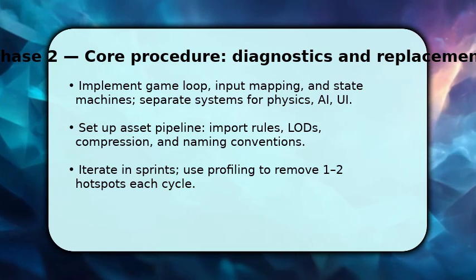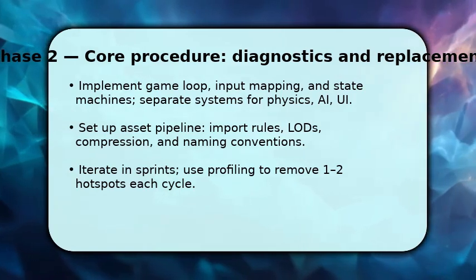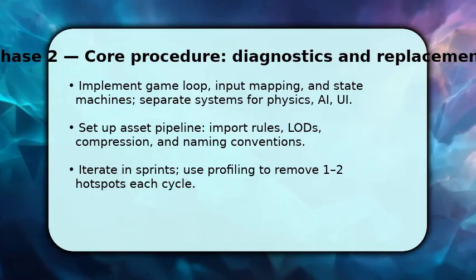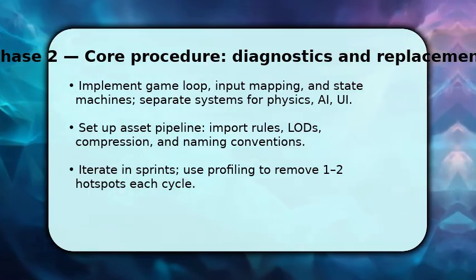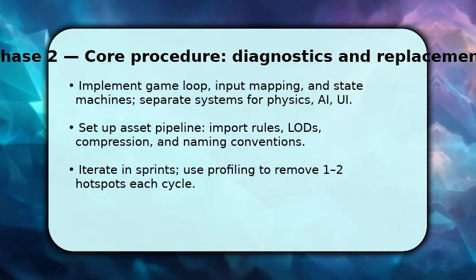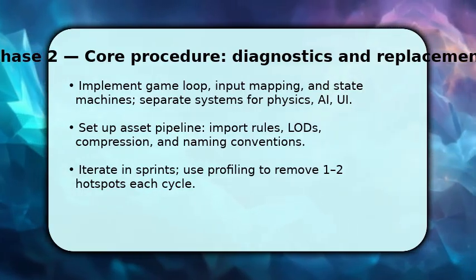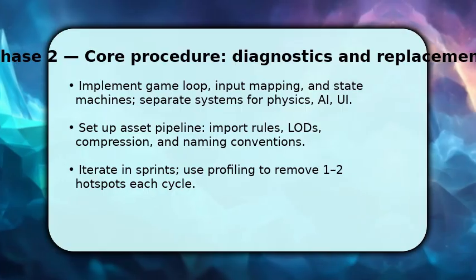You now expand the prototype into systems. Build clear responsibilities for input, physics, AI, UI, and save/load. Once done, create an asset pipeline with import settings, LOD, and compression rules so artists can work fast.